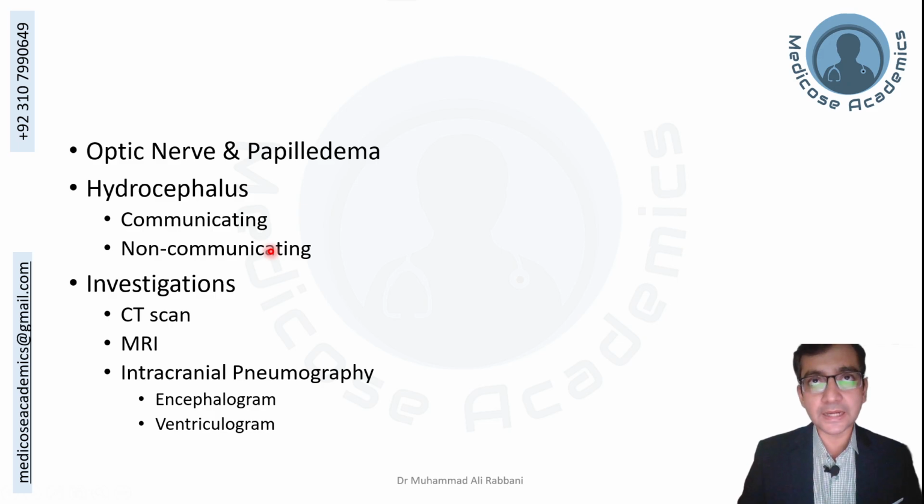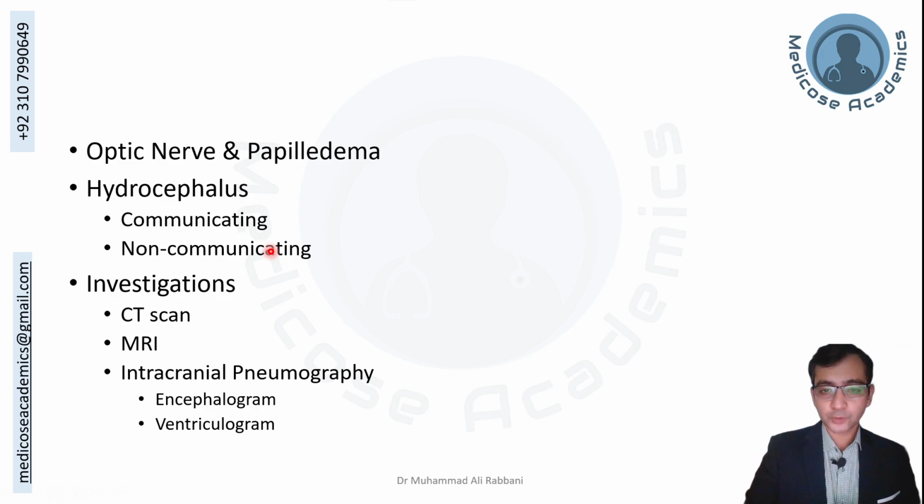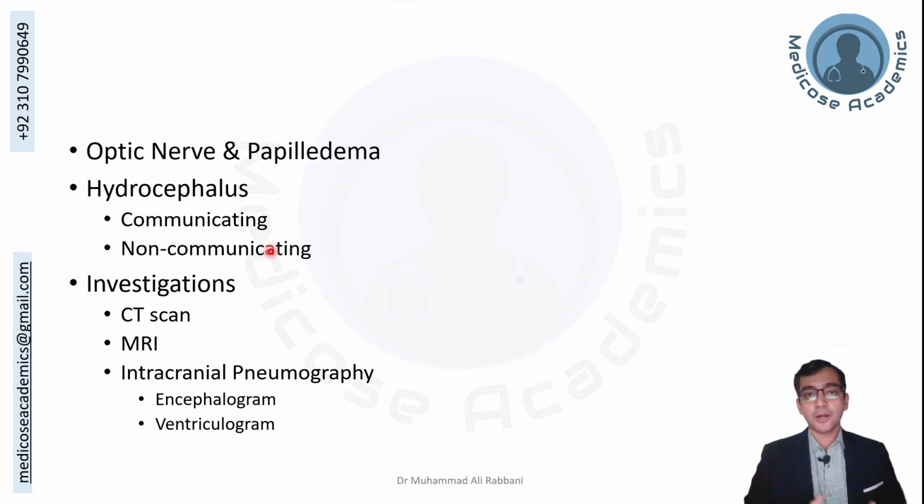Non-communicating hydrocephalus is when something is blocked, congenitally. The aqueduct of Sylvius is commonly blocked, so that will lead to expansion of the lateral and third ventricles. Or if the foramen of Monro is blocked, then that lateral ventricle will be expanded and the other one will not be. So this is hydrocephalus.